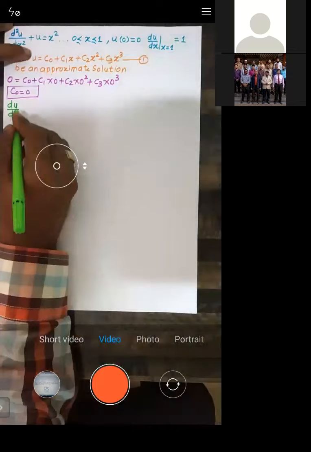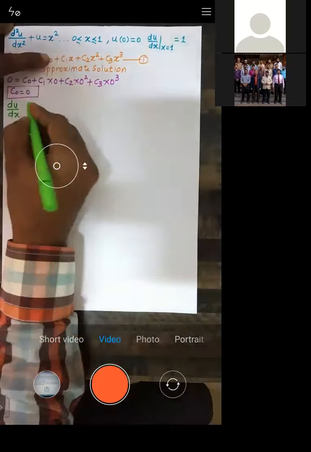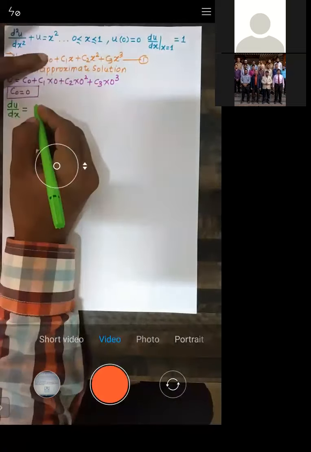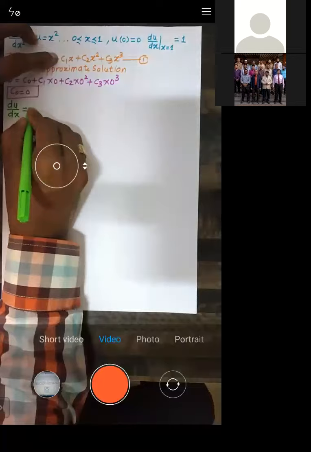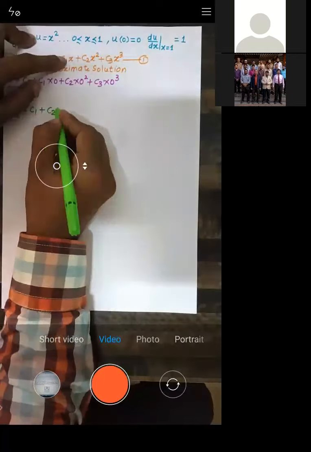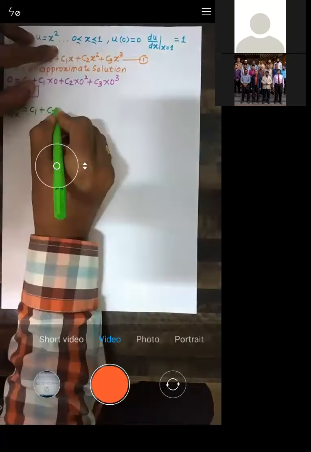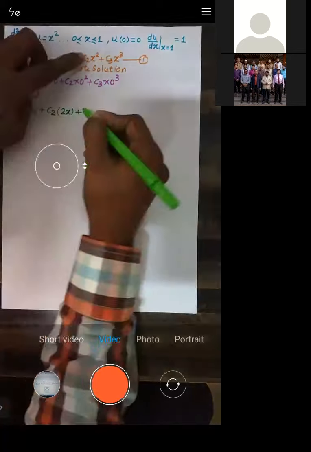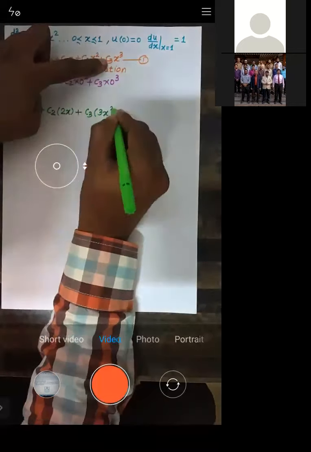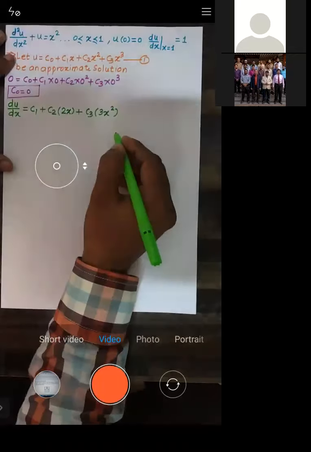See, c0, its value is already 0. So c0 is already 0. Now, c1 into the derivative of x, which is 1, plus c2 into the derivative of x square, which is 2x, plus c3 into the derivative of x cube, which is 3x square. So we have taken the derivative of u with respect to x.